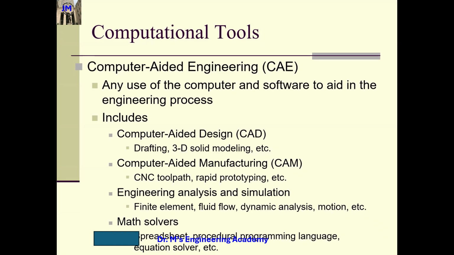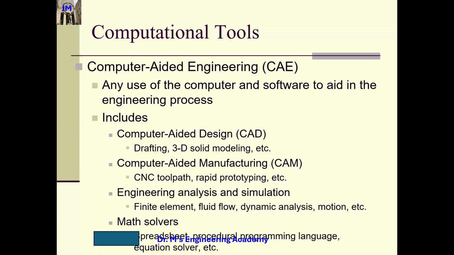And then we have computer-aided manufacturing. You can just send this model to the CAM, and the CAM will generate the G code, for example, for CNC tool parts, rapid prototyping, etc.